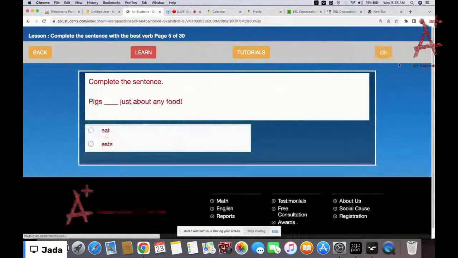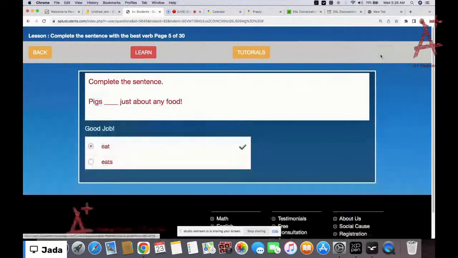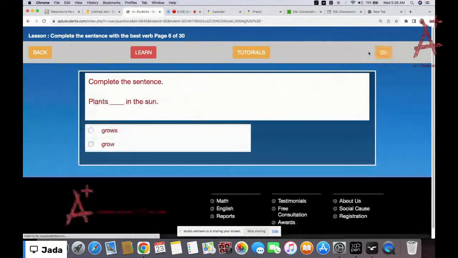All right, so we have pigs with S, so it's more than one. So it's going to be pigs eat just about any food. Then we have plants. Plants is more than one also. It's with S, plants. So it's going to be plants grow. The verb should come without S. So plants grow in the sun.